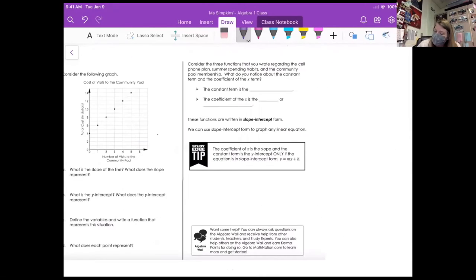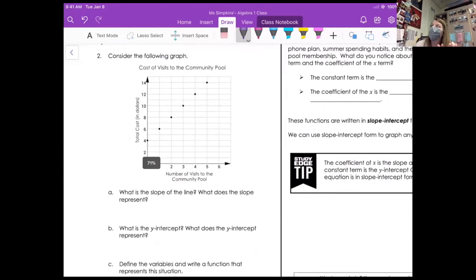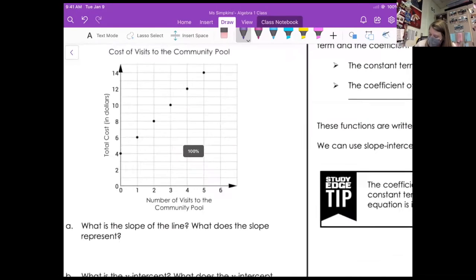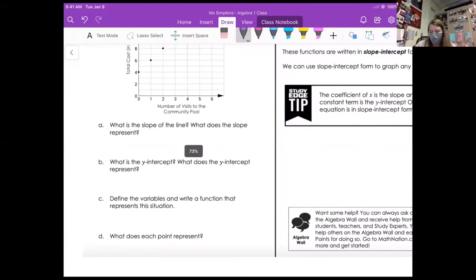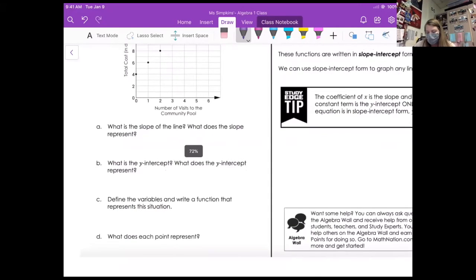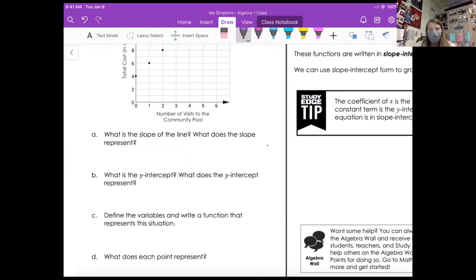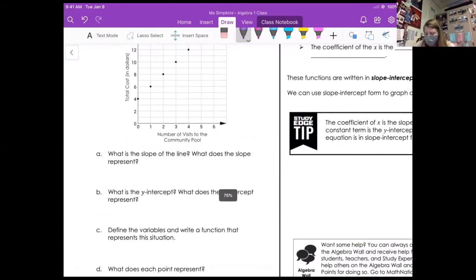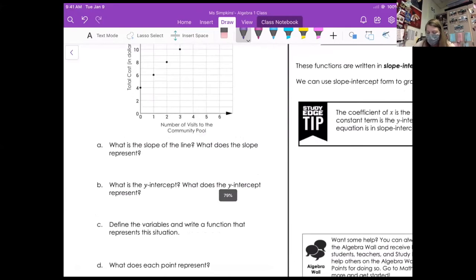Okay, I'm gonna give you a few minutes. The graph's already created on this number 2, but I want you to answer the 4 questions about it. So A, what's the slope? What does it represent? What's the y-intercept? What does it represent? Tell me what the variables are. Try and write an equation, and then tell me what each point represents.